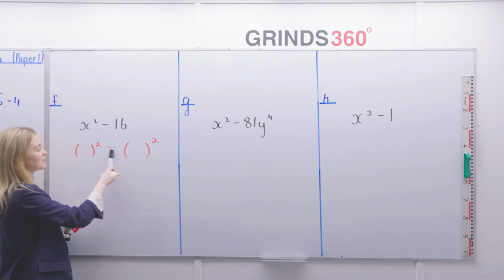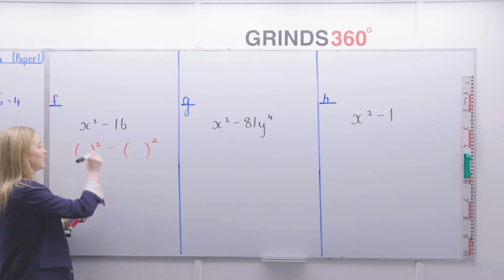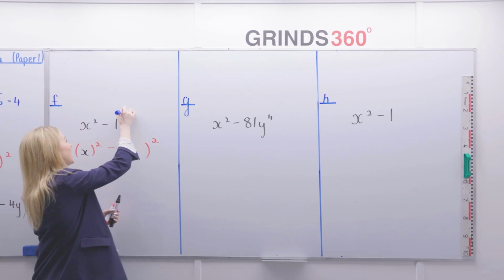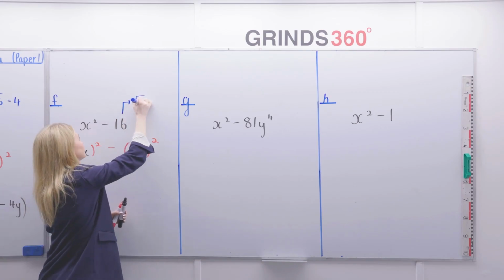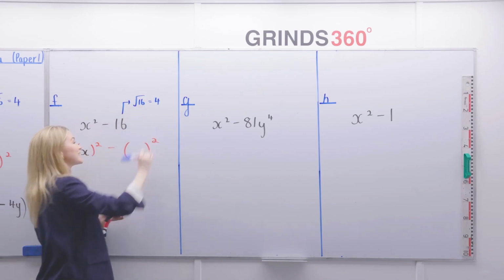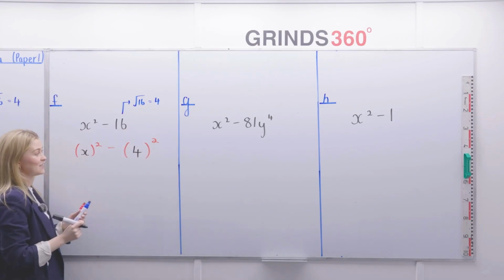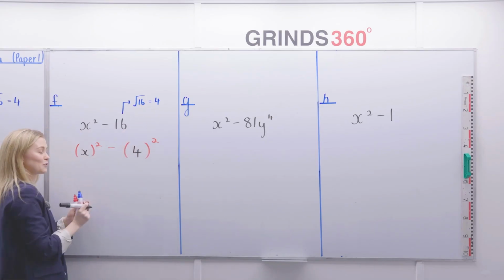First of all, is there a minus in the middle? Yes, there is. Can I say x to be squared is x squared? Yes, I can. And can I find the square root of 16? Square root of 16 is 4, which means 4 to be squared is 16. Sorry, I pointed there. I meant to point over here.